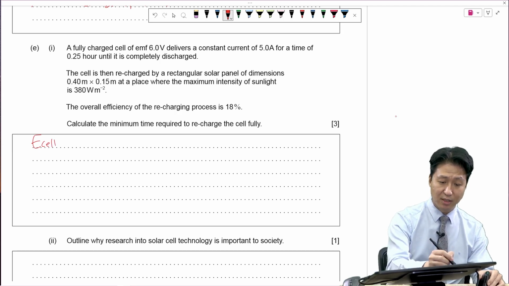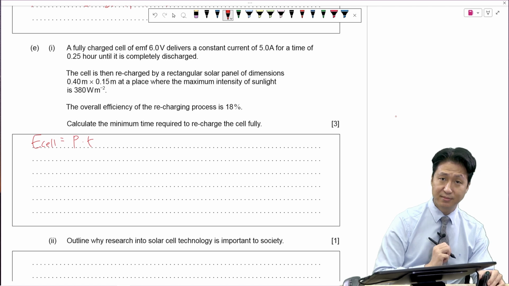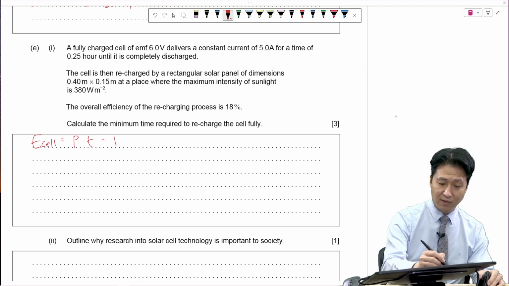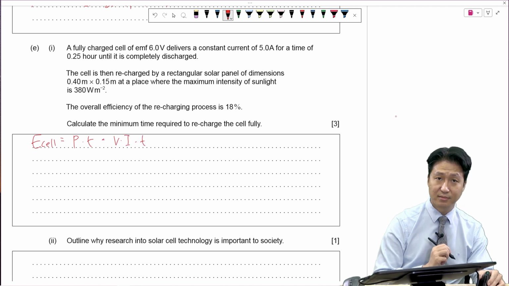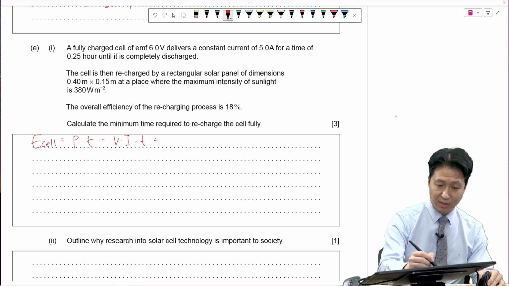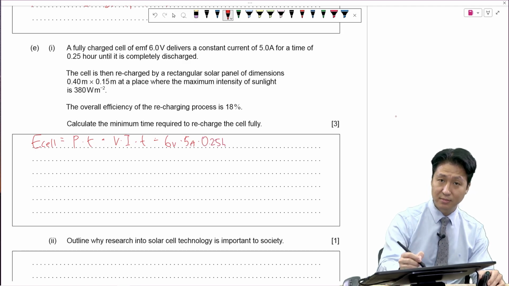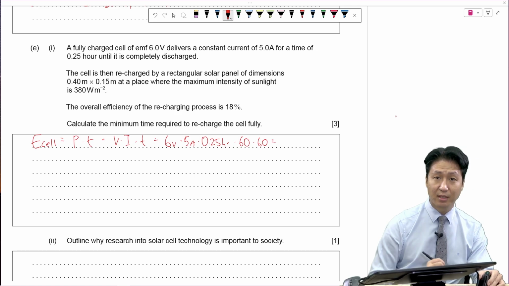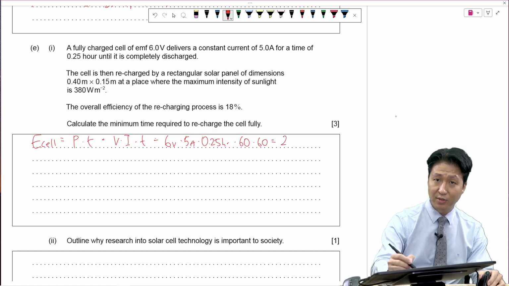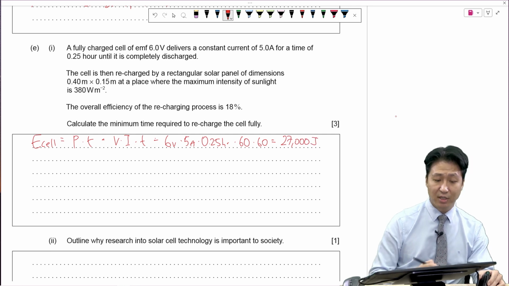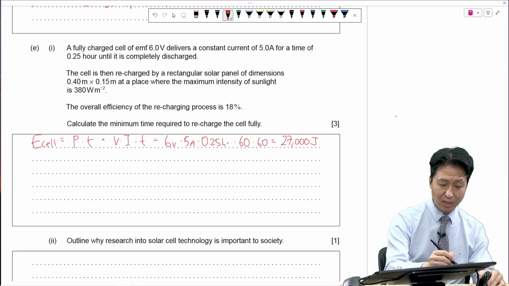The energy of the cell would be the power times the time, which is the voltage times the current times the time. In this case, the voltage is 6 volts times 5 amperes times the time of 0.25 hours times 60 minutes per hour times 60 seconds per minute. This gives us approximately 27,000 joules. Now, to see how long it takes to recharge, let's look at the available power.